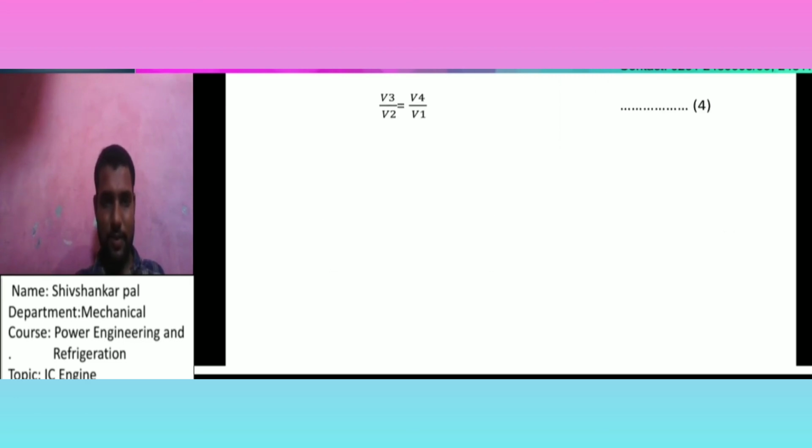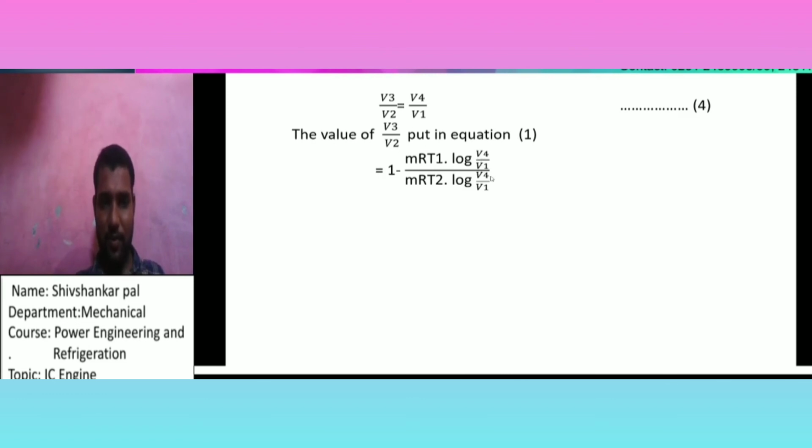This is V3 by V2 equal to V4 by V1, and the value of V3 by V2 is put in equation number 1. Then we obtain V4 by V1. V3 by V2 is replaced by V4 by V1. Then this mR cancels, and log V4 by V1 and log V4 by V1 are also cancelled.